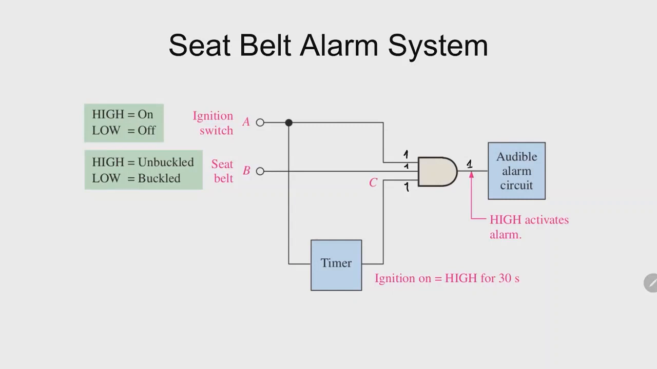But the moment you buckle your seatbelt, this goes to 0. So you have 1 AND 0 AND 1, and the output will be 0. Then the alarm will not sound. So when you buckle your seatbelt, the alarm circuit is switched off, deactivated. This is one simple application that you can use an AND gate for.